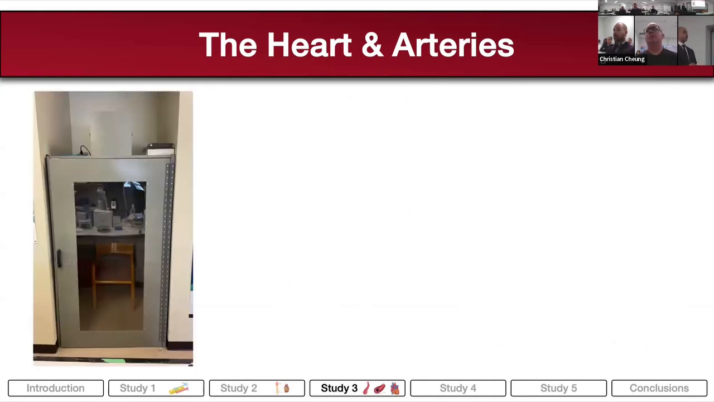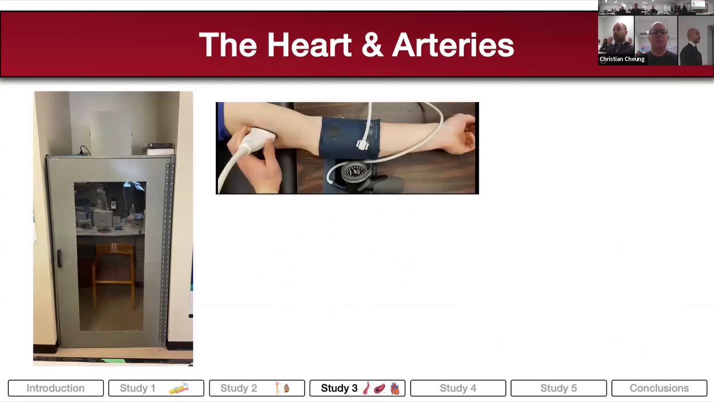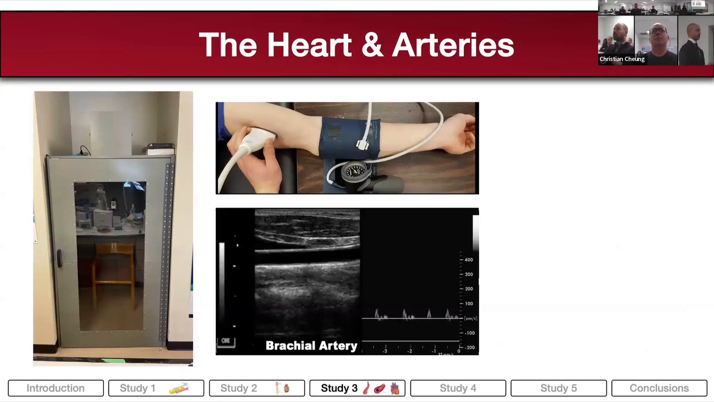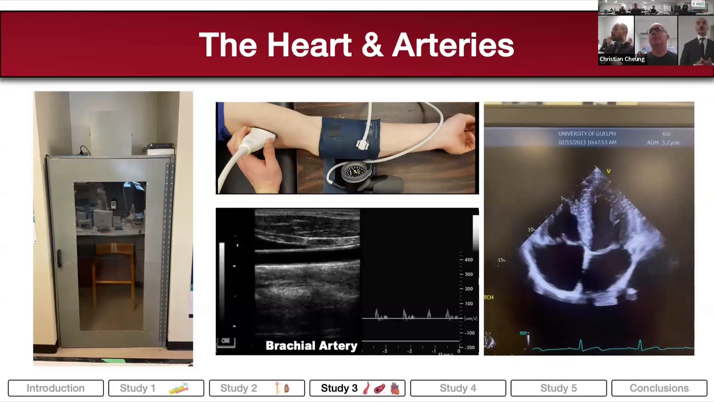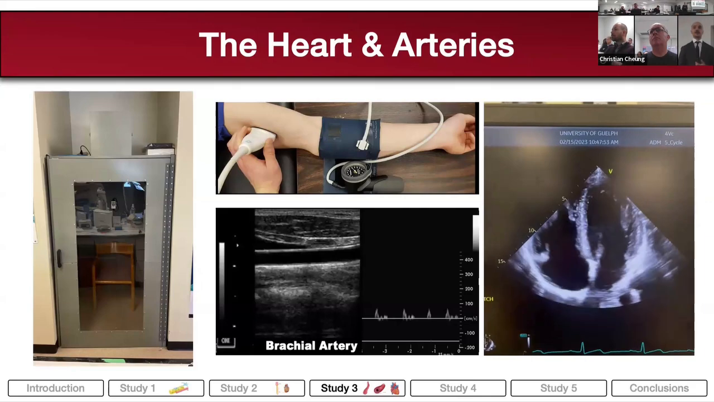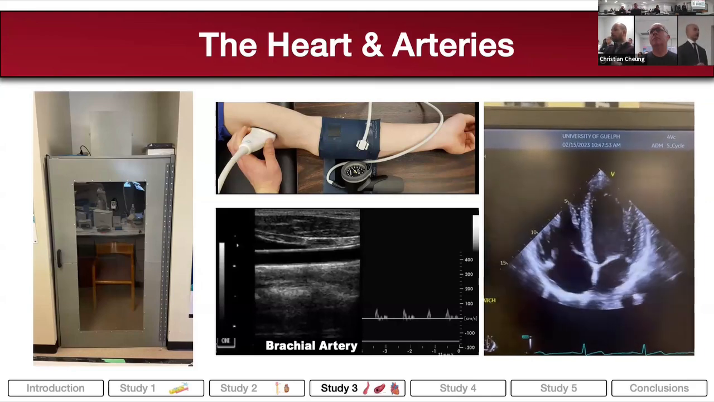So we sought to overcome each of these limitations, first by building a custom-made smoking chamber within our lab and getting all the necessary approvals to actually use cannabis with participants in the lab. Then also using vascular ultrasound to measure endothelial function in the brachial artery. As well, we could use more contemporary methods of echocardiography to more comprehensively characterize cardiac function after cannabis use.